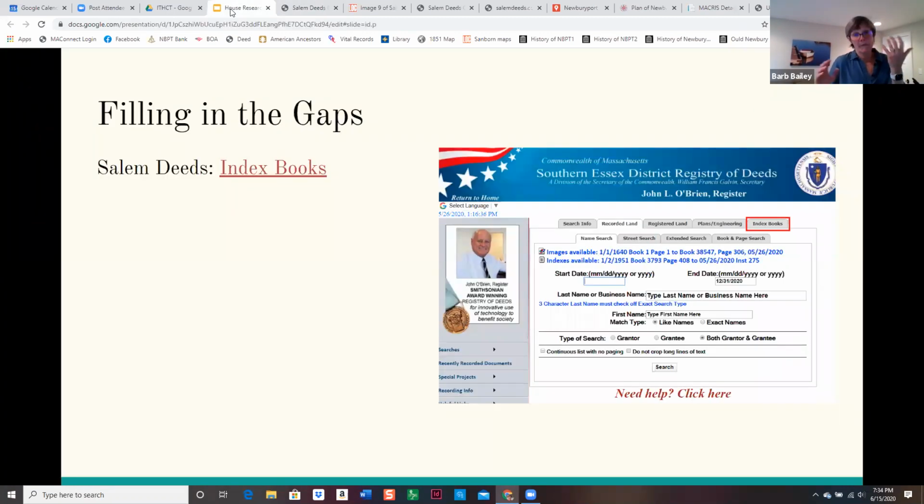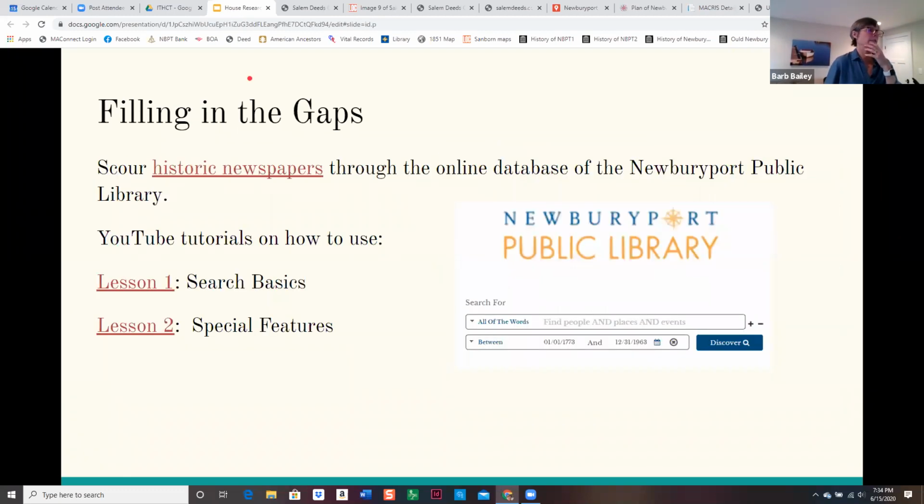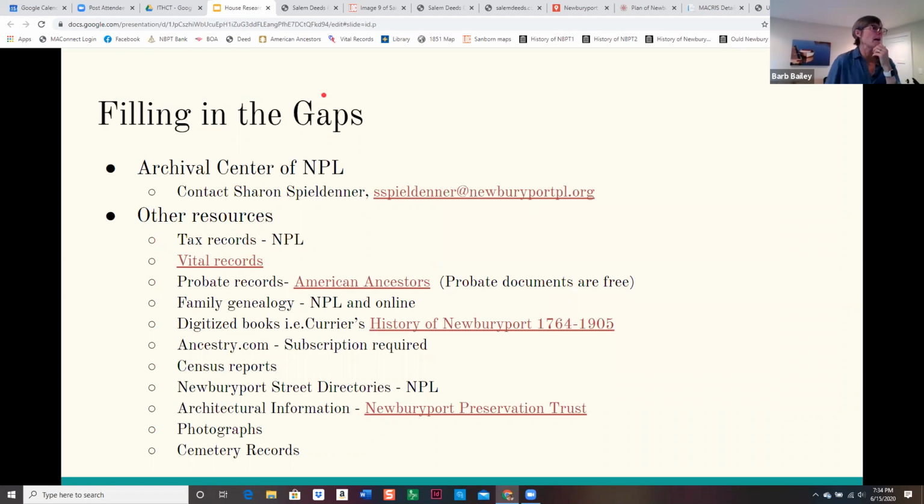So what happens if I don't find what I'm looking for? Because that happens. Then it's time to go to the next sources. So I'm going to skip this page real fast. These are some of the other sources that I use, and I'm going to go back to that newspaper one in a second.